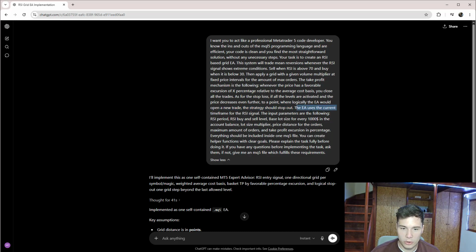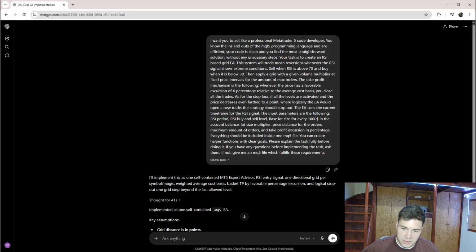The EA uses the current time frame for the RSI signal. The input parameters are the following: the RSI period, RSI buy and sell level, which was 70 and 30 in this example, base lot size for every $1,000 in the account, lot size multiplier, price distance for the orders, maximum amount of orders, and take profit excursion in percentage. Everything should be included inside one MQ5 file. You can create helper functions with clear goals. Please explain the task fully before doing it. If you have any questions before implementing the task, ask them. If not, give me an MQ5 file which fulfills these requirements.